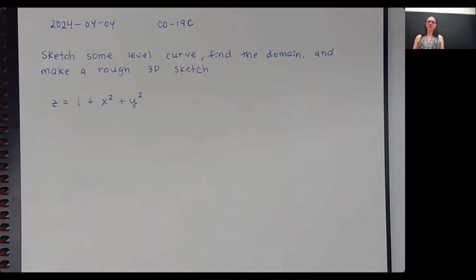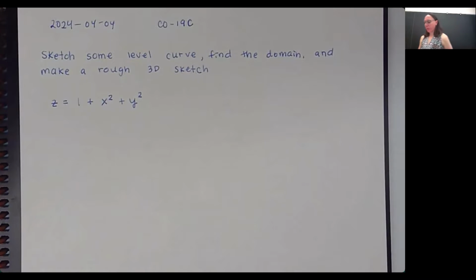For starters, if I'm thinking about the domain, the same three things that could go wrong in pre-calc are the same three things that can go wrong here. That never changes. I can't take the square root of a negative, I can't divide by 0, and I can't take the log of 0 or a negative number.